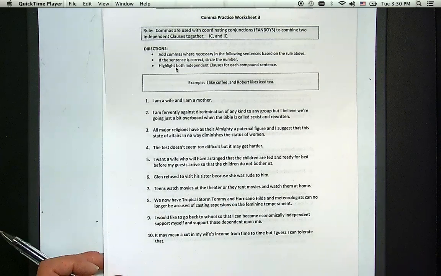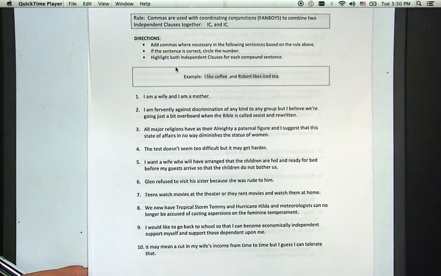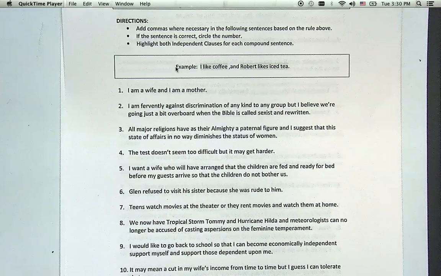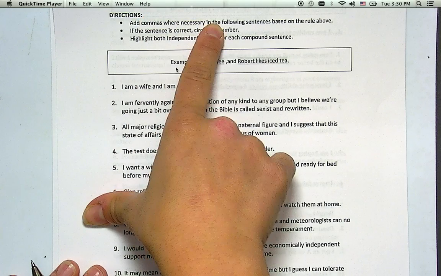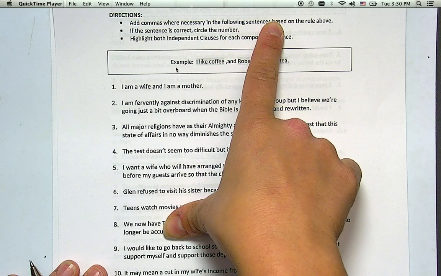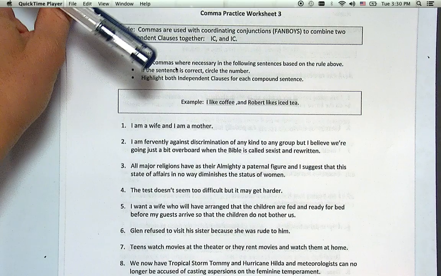I would like you to complete this page for practice. So let's do number 1 together as an example. It says, add commas where necessary in the following sentences based on the rule above. The rule is the same thing that I have already explained.